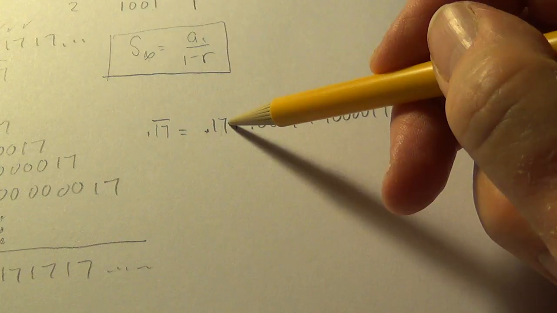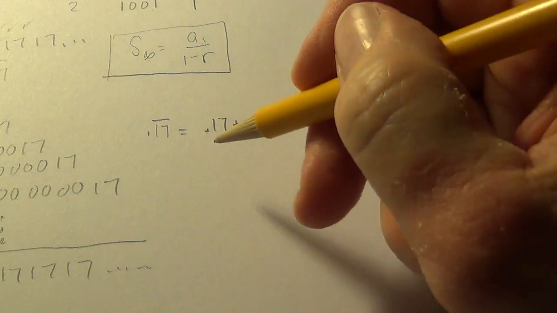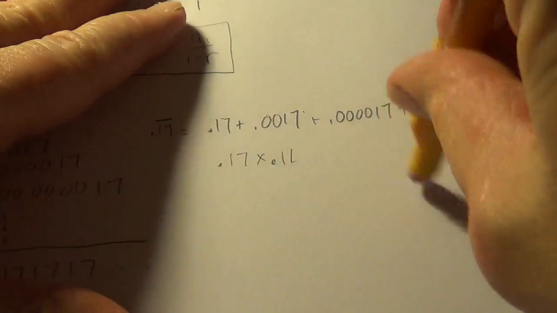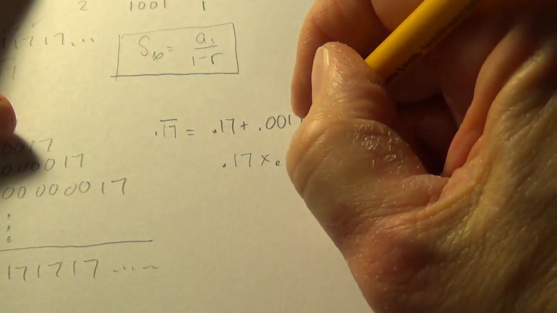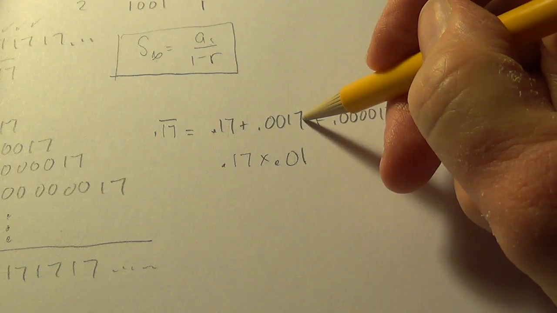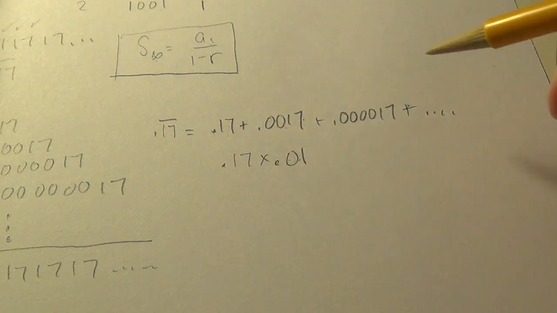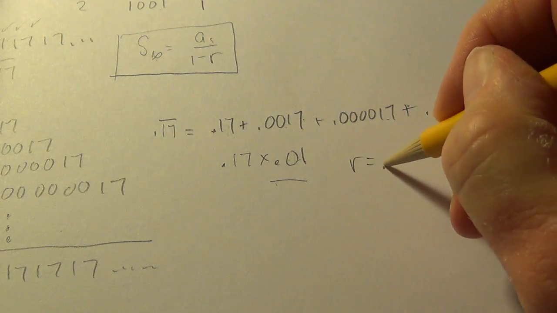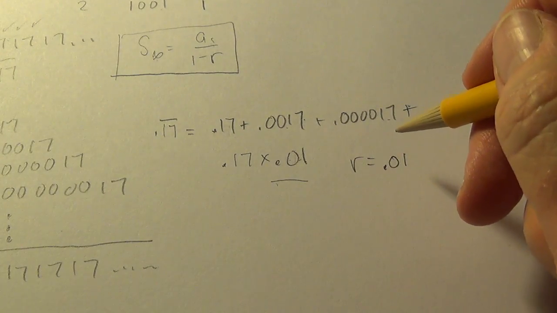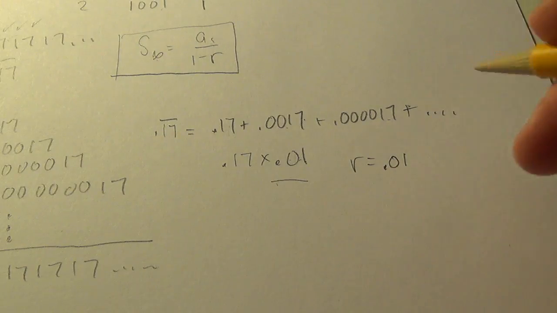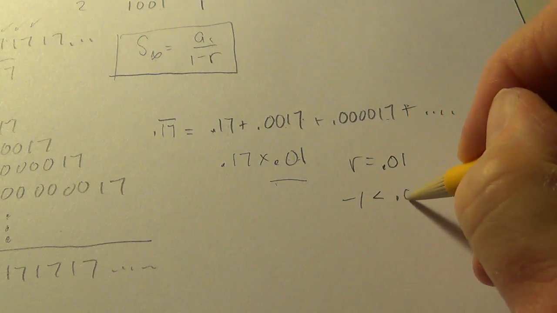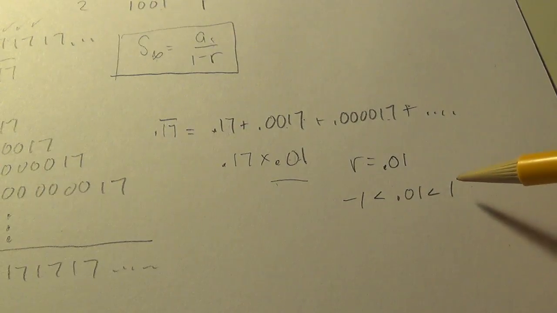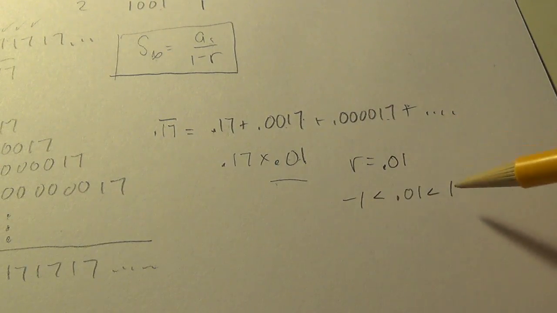What did I multiply this number by to get this number? Well, if you multiply 0.17 by 0.01, you'll see that you do get this. And if you multiply this by 0.01, you get that. And so on. So this is the common ratio. And is that between negative 1 and 1? It means 1/100th, so yes it is. So therefore, r is between negative 1 and 1.